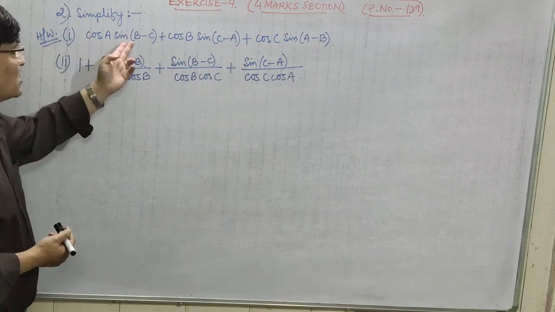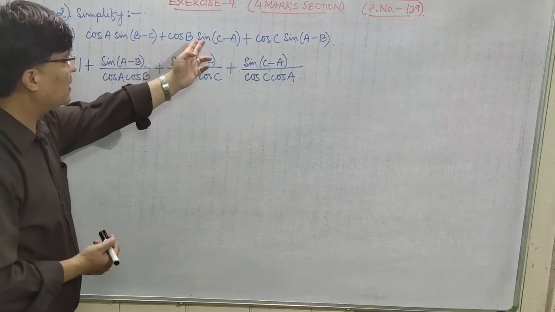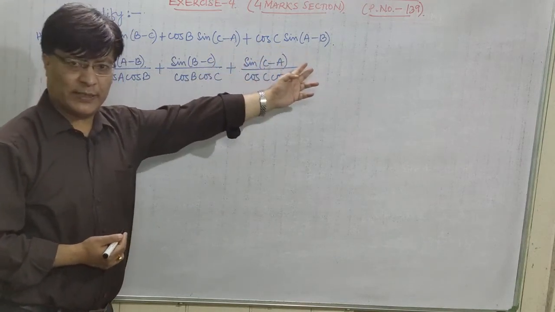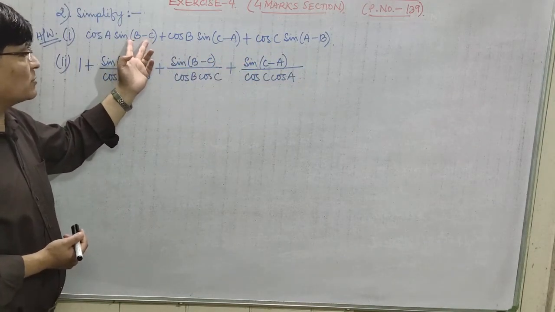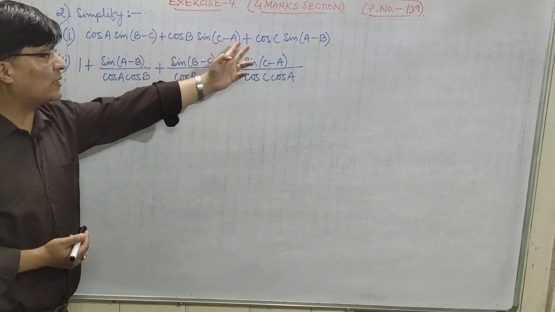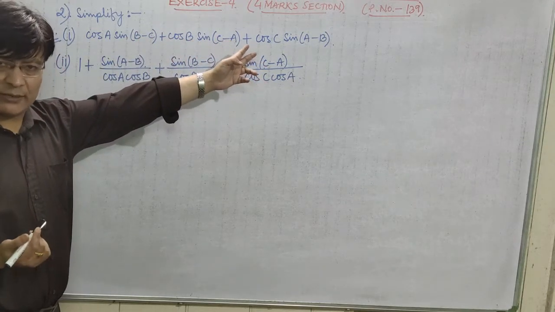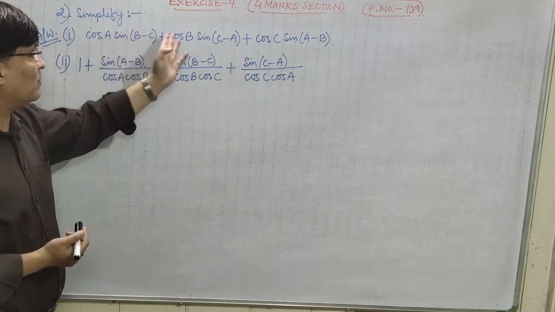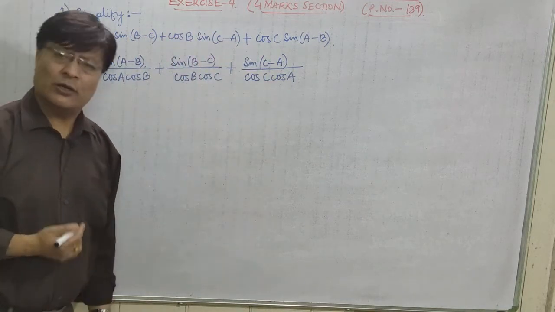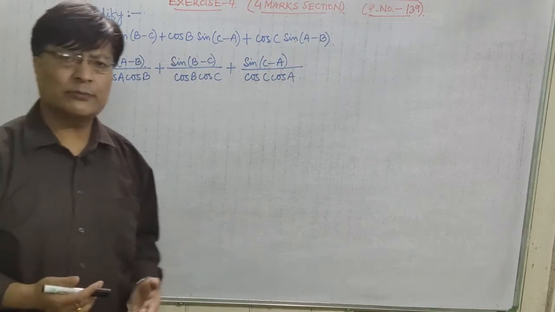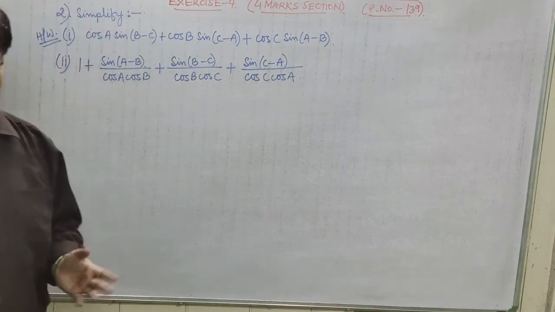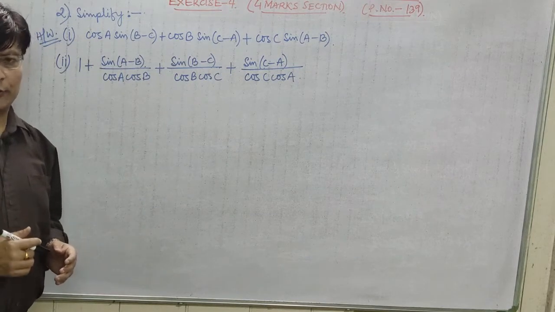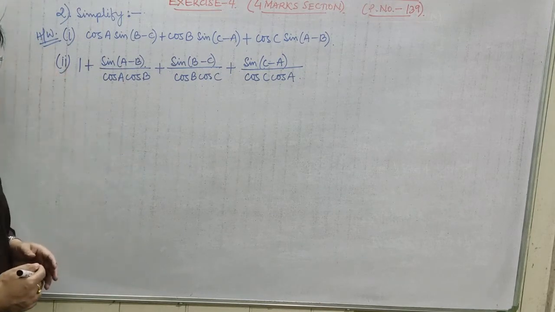It is given cos A sin of B minus C plus cos B sin of C minus A plus cos C sin of A minus B. So you can use the formula of sin of B minus C, sin of C minus A and sin of A minus B. You know that sin of A minus B formula, isn't it? So you can use the formula and multiply by cos A here, multiply by cos B here and multiply by cos C there. So all the terms will be cancelled, I think, and you will get 0, I think. Okay, so answer for this first part is 0.